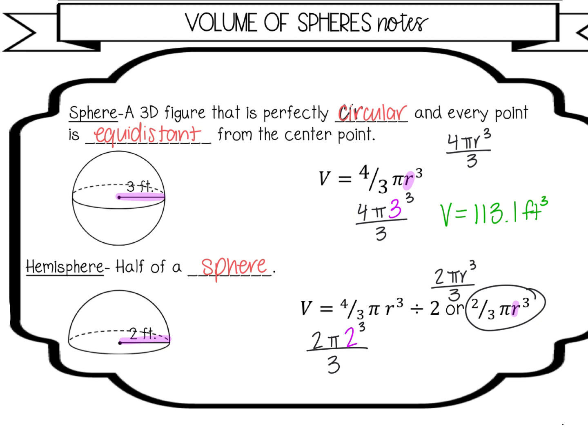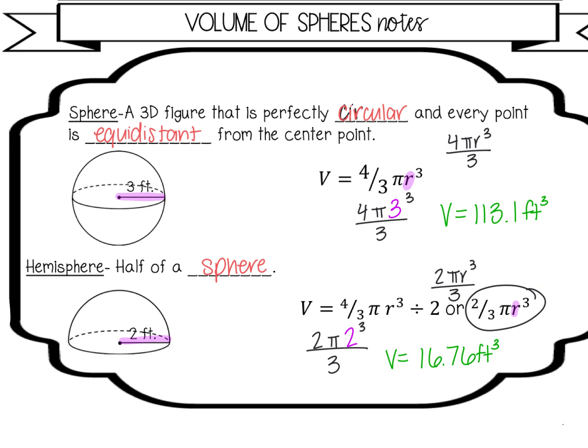Divided by 3. Answer for this is going to be volume equals 16.76 feet cubed. Questions on these? All right, it is a lot of formulas, yes, but once you figure out and find the pattern between these, you're able to just plug in the information. So go ahead and go to the next slide, and we're going to do some examples.